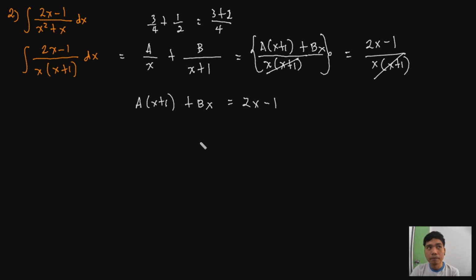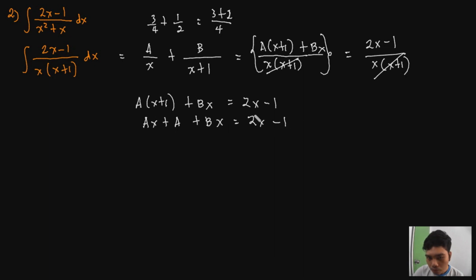So, let's go back, no, dito. So, for this, let's try to expand, no. Whenever you see something like this, you'll try to expand kasi yun yung sunod na natin. Kasi we'll try to equate that. So, we have ax plus a and then plus bx, which is equal to 2x minus 1.